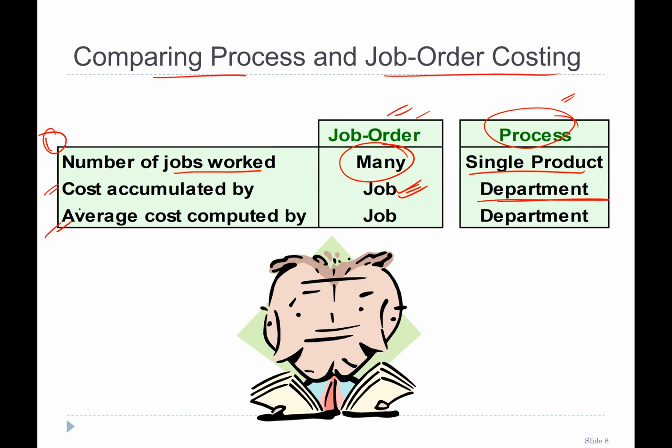Plus, the average cost accumulated here depends on the number of jobs. You cannot apply the average cost to all the products. You can apply the average cost to that order. What is the average cost of project A? You can apply the average cost of product A to project A or job A, not all the products.